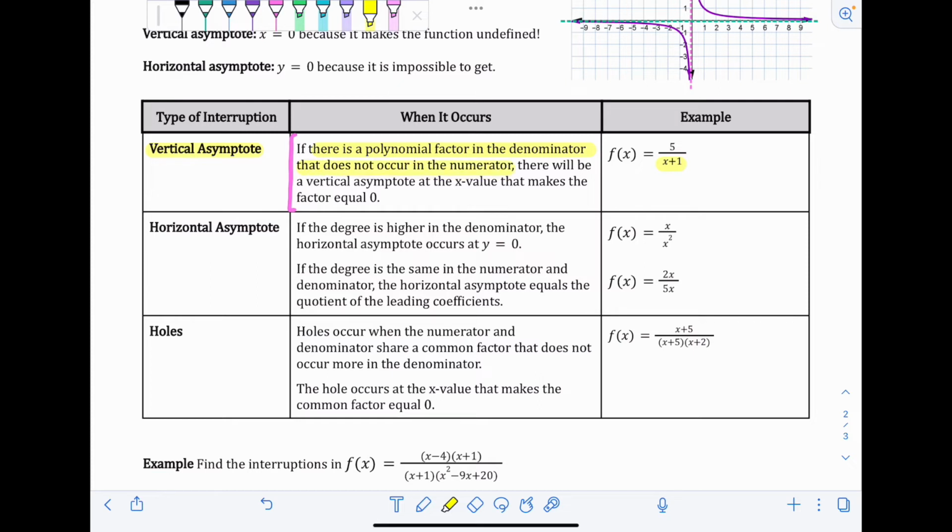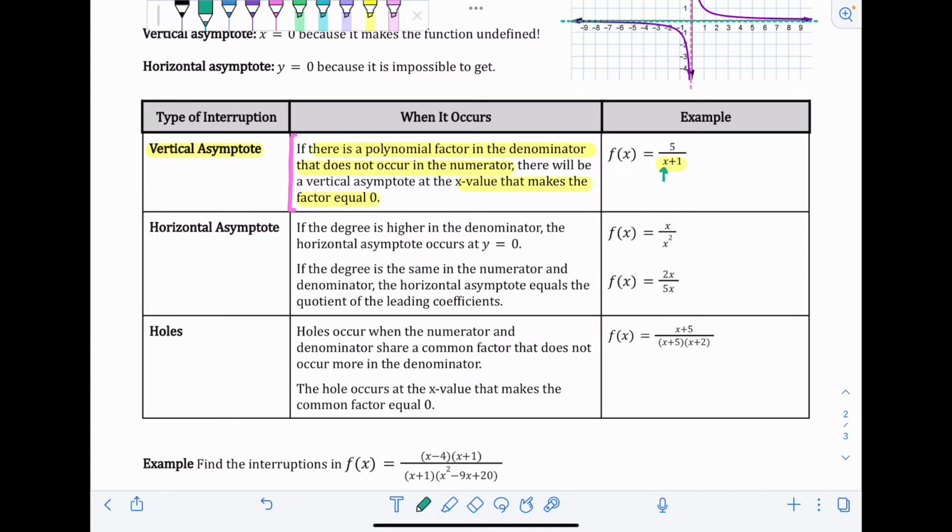So that x plus 1 is not also in the numerator. So we check that box also. Then there will be a vertical asymptote at the x value that makes the factor equal 0. So we're like, okay, what x value would make x plus 1 equal 0? Well, it would be x equals negative 1.